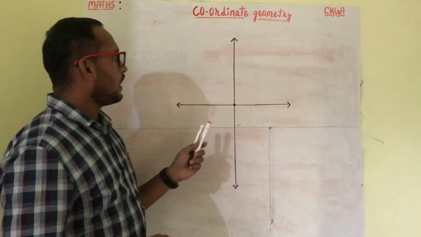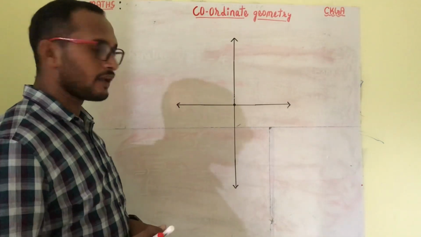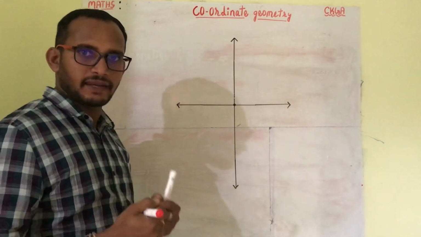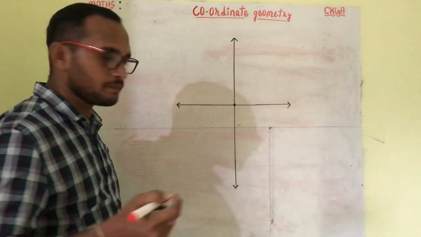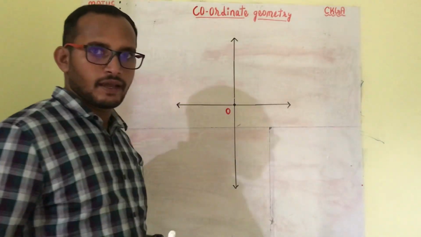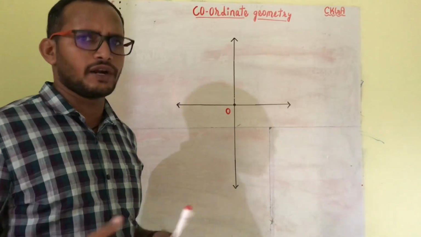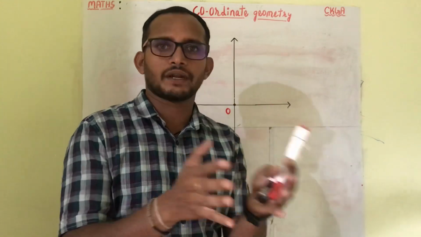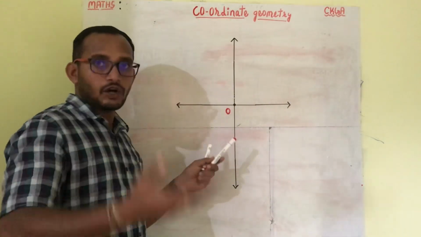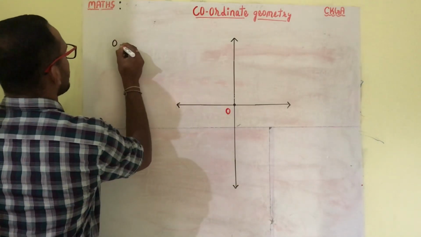Now I have drawn two perpendicular lines, just what I drew already on the page. The point where the two perpendicular lines meet, we call the origin. You have already heard the word coordinates. You can say x coordinate, y coordinate. The coordinates at the origin will be 0, 0.